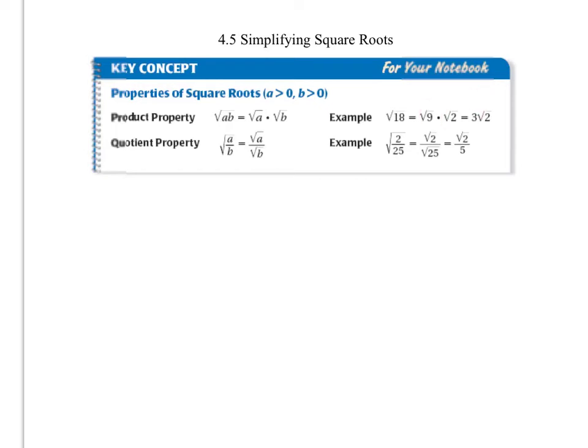The quotient property, again, working in both directions. So you have the square root of a over b. That can be broken down so you have two independent square roots: square root of a on top, square root of b on bottom. So again, a reason you'd want to do that, an example would be where you have the square root of 2 over 25. So you can break it up into the square root of 2 over the square root of 25. And that's a big deal because the square root of 25 is 5. And there's this little rule that says you cannot have square roots in the denominator. So we need to get rid of that somehow.